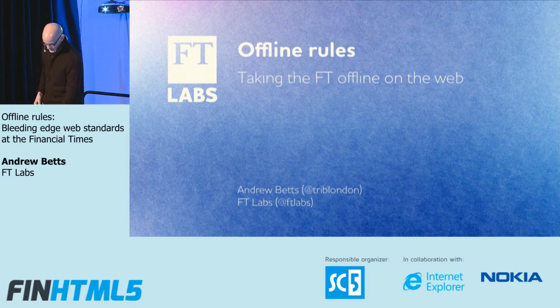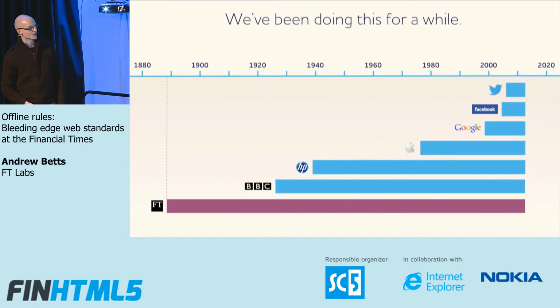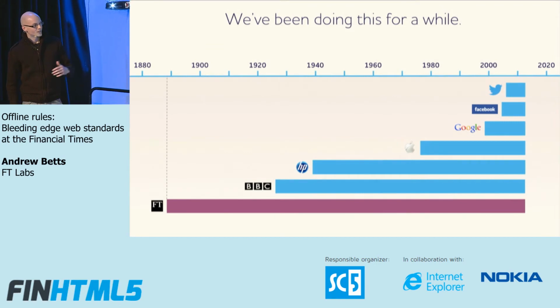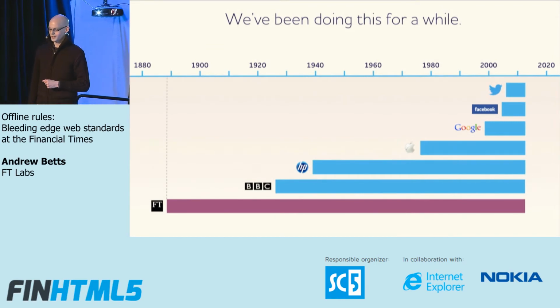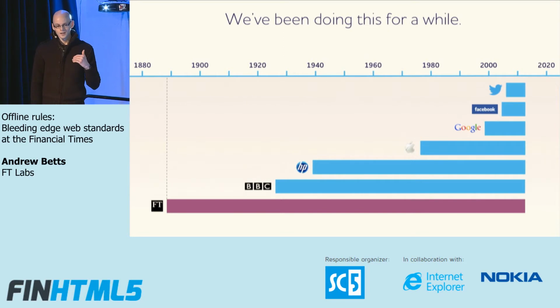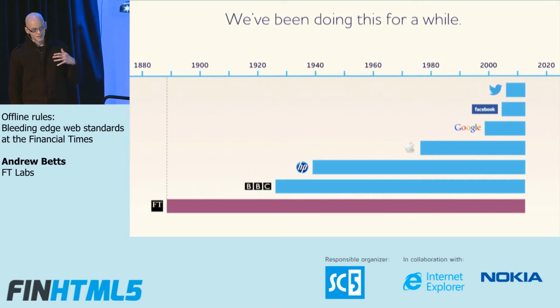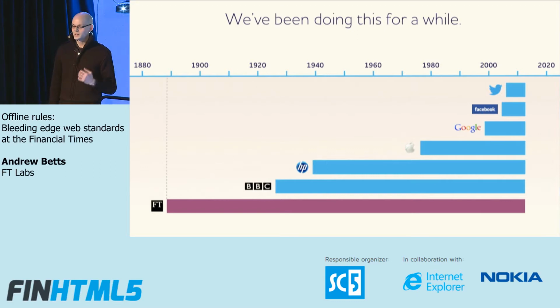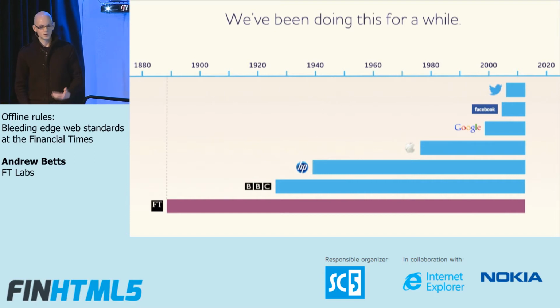I think before I start, a little bit of historical context is required. The FT has actually been doing this kind of thing for a long time. We produced our first news reading app in 1888, and we call it a newspaper. And that might sound a bit glib, but actually, when you think about it, a newspaper is a really good news reading client.